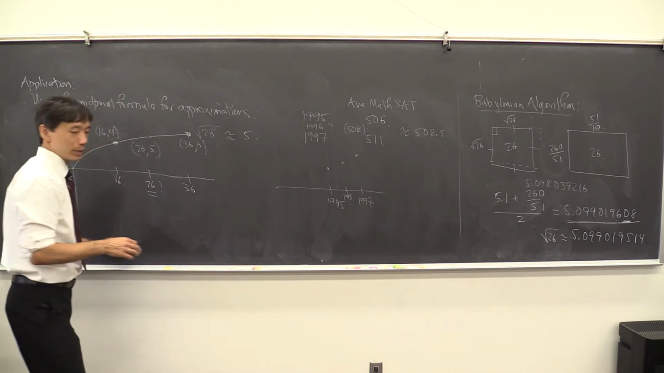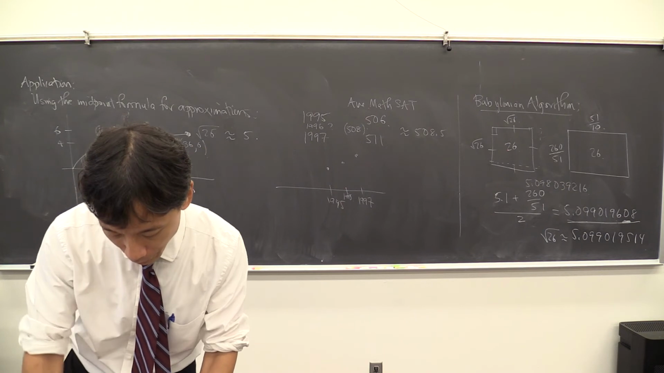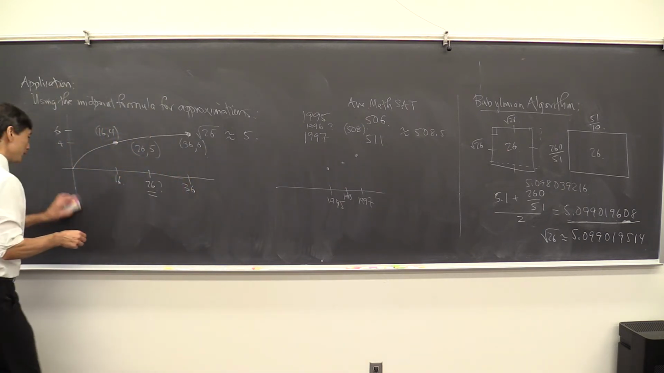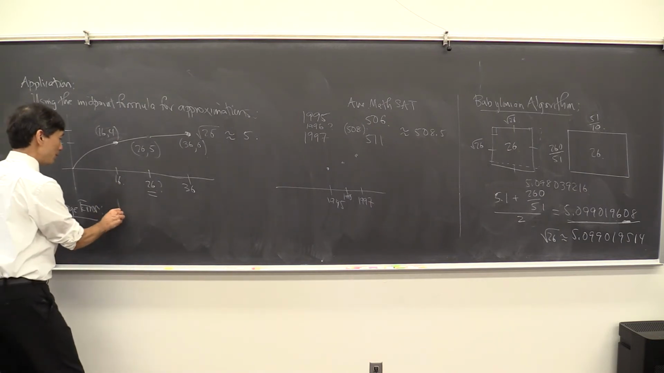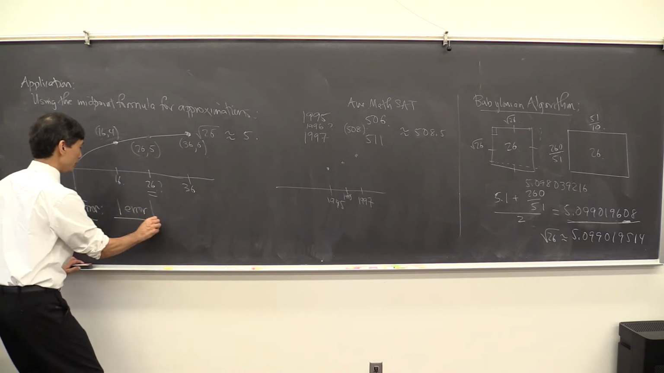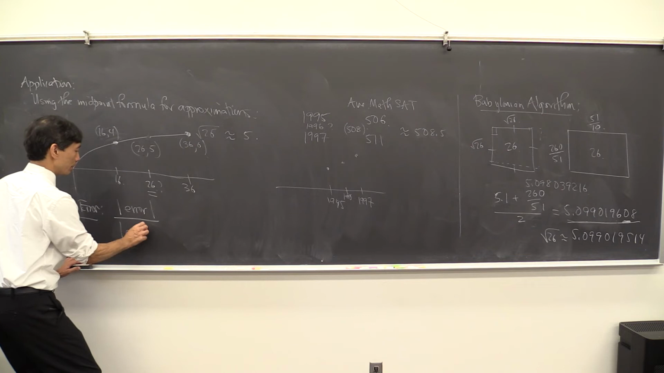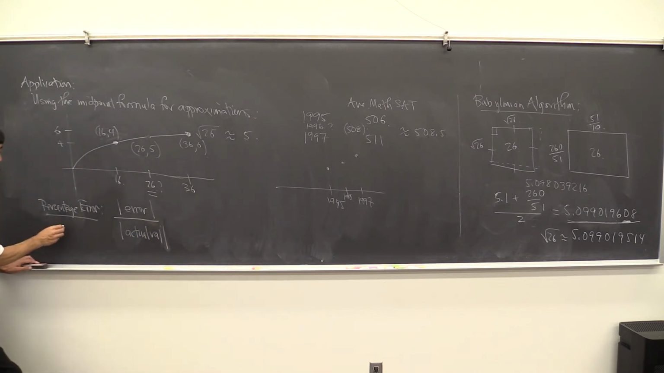So there's another concept introduced at this point, which is the percentage error. Percentage error is defined as the absolute value of the error over the absolute value of the actual value, for an estimate or an approximation.